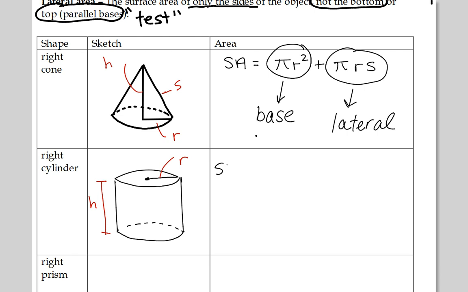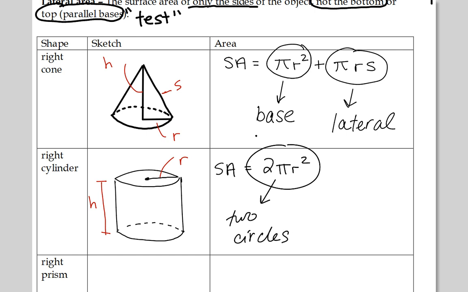The surface area, from your formula sheet on the back page, this time you have 2 pi r squared. Why? Good, 2 circles. Plus, you have a 2 pi r h. Now this one, some of you might be able to decipher why it's 2 pi r h. I'll let you think about it for a second.